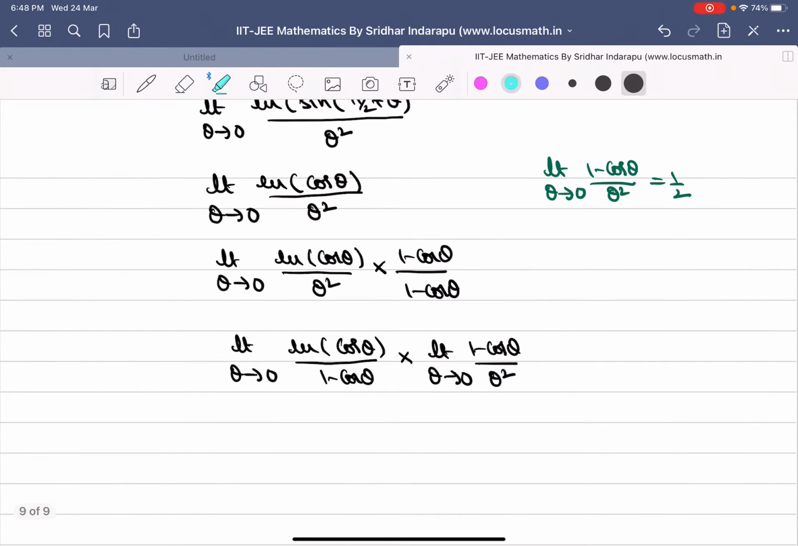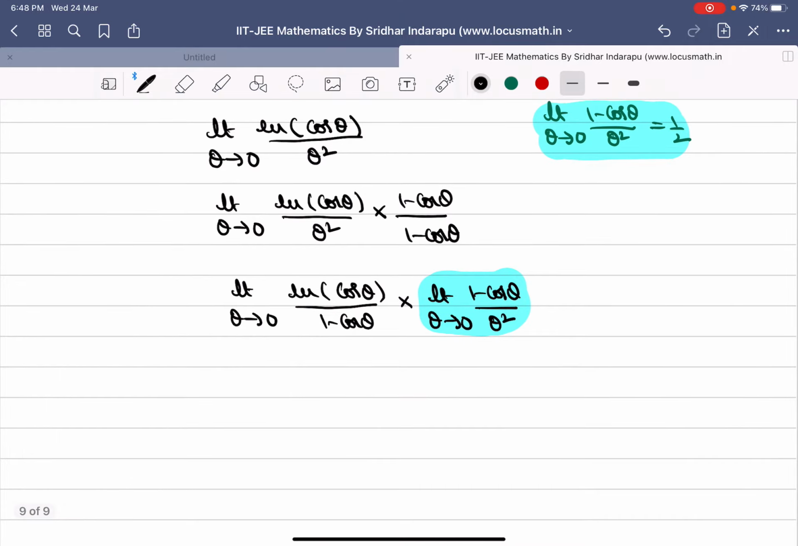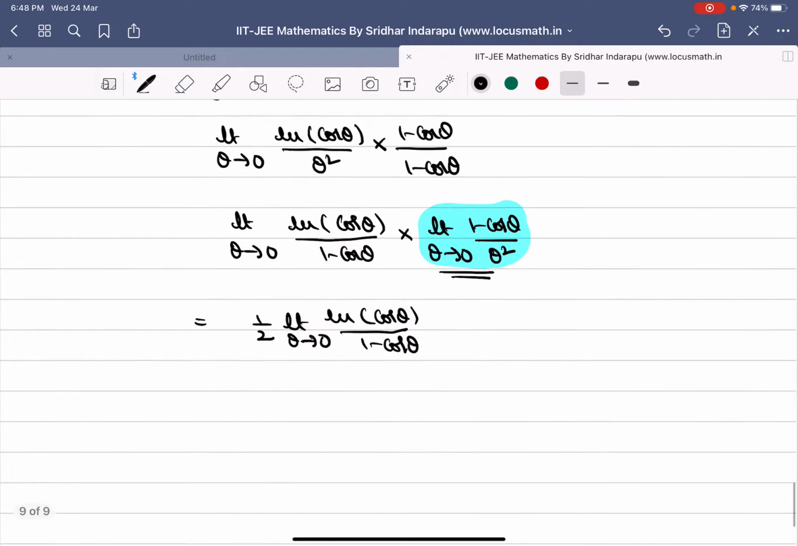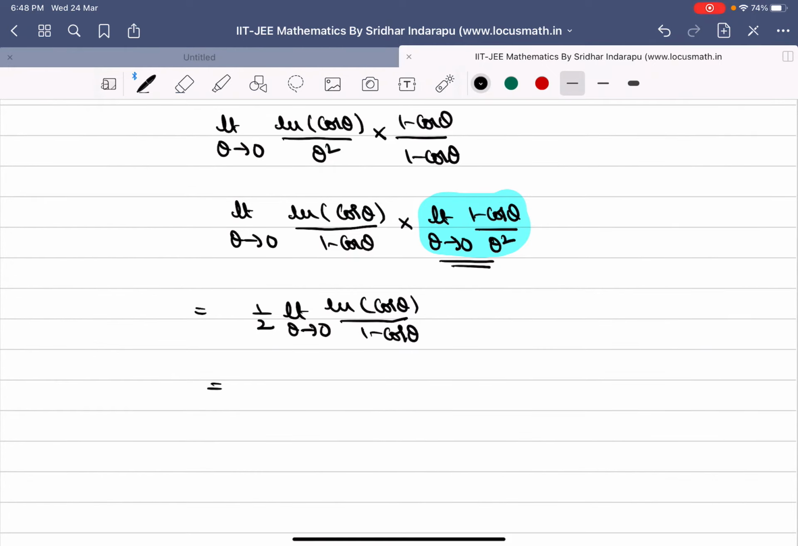Now, from this result, this limit is equal to 1 by 2. So, this is equal to 1 by 2 into limit theta tends to 0 of ln of cos theta over (1 minus cos theta). Now, to find this limit theta tends to 0 of ln of cos theta over (1 minus cos theta).